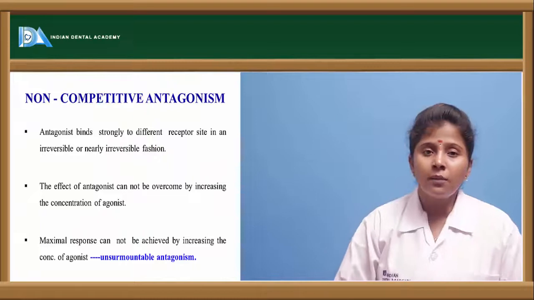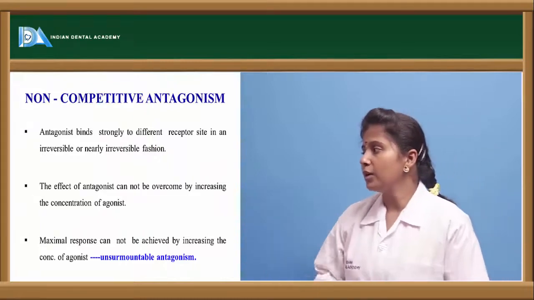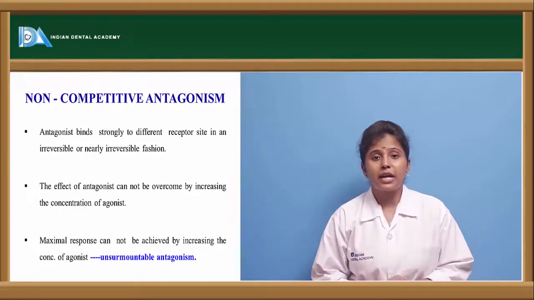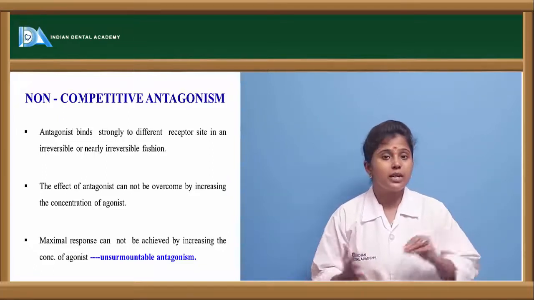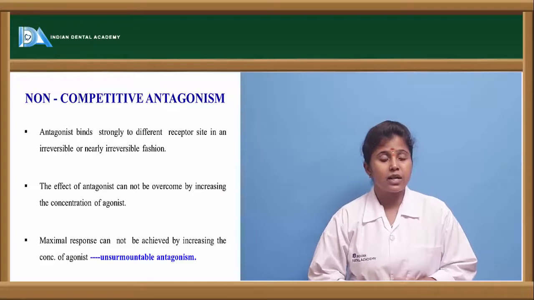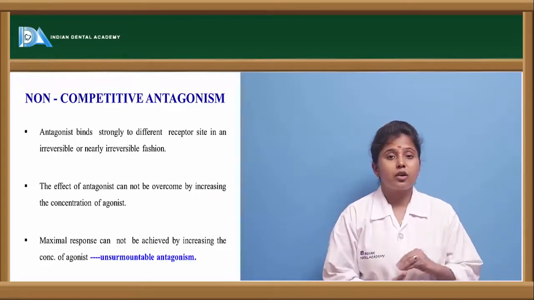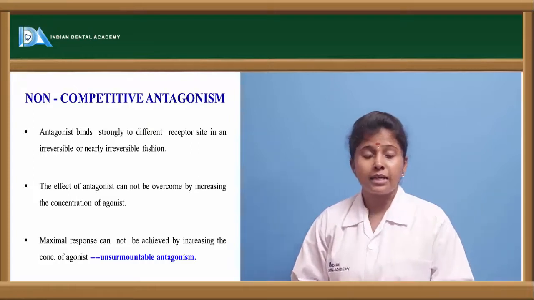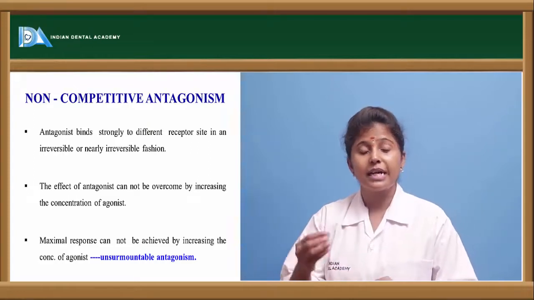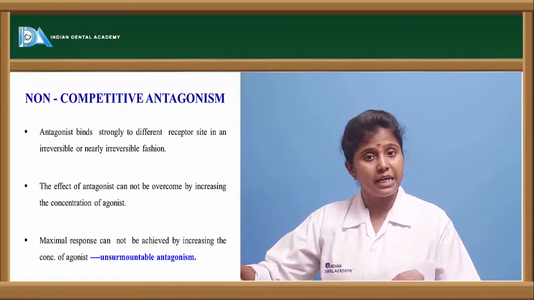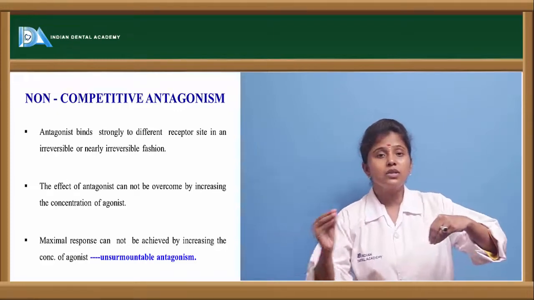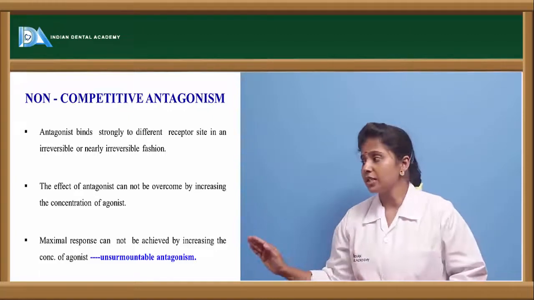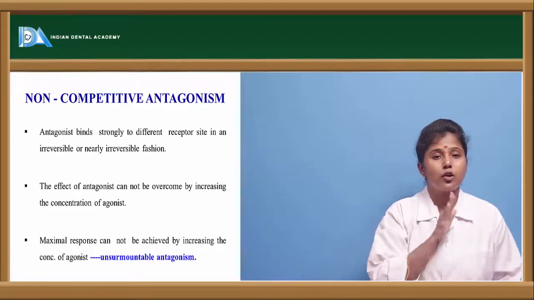If we see non-competitive antagonism, here the agonist binds to a different site of the receptor. So this binding is irreversible. Once the agonist binds to the other site of the receptor, the action cannot be reversed. And if the antagonist binds to the other site and the agonist is binding to its site, then this antagonist will not allow the agonist to show its action. So this is called non-competitive.